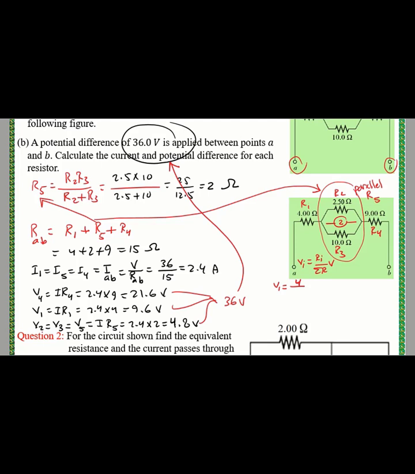That is the equivalent of 2.5 and 10. It is 2. So the summation is 4 plus 2 plus 9, times 36, and it will be 9.6 volt. For V4, it is R4, which is 9, divided by 4 plus 2 plus 9, multiplied by 36.